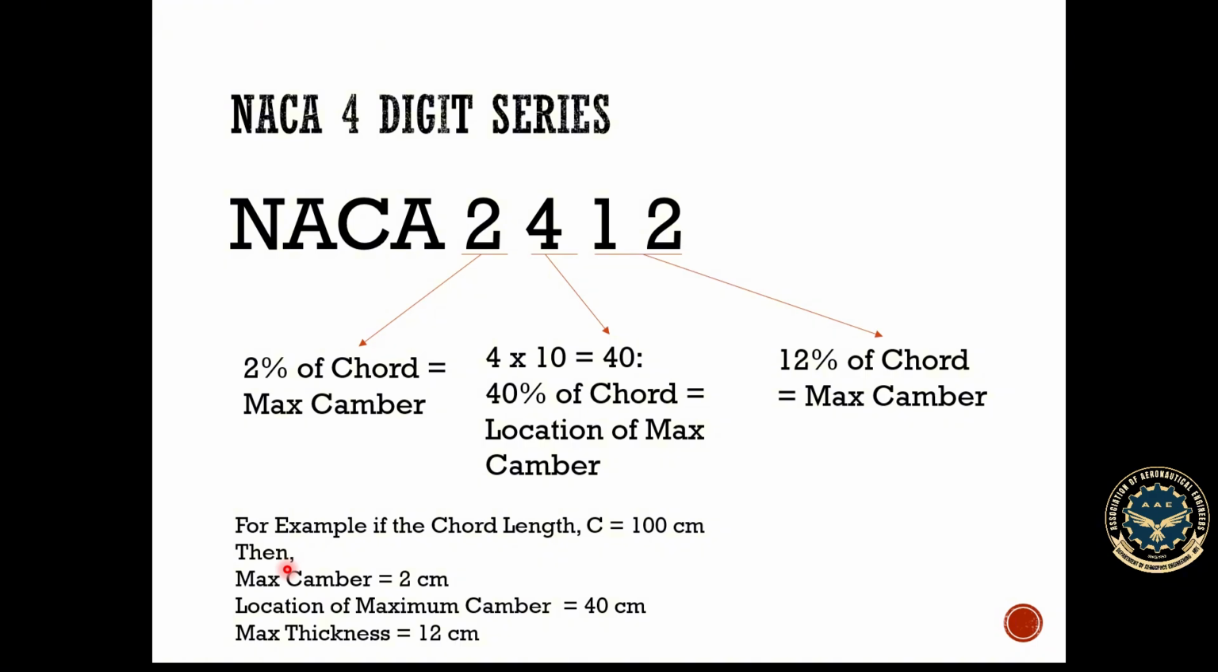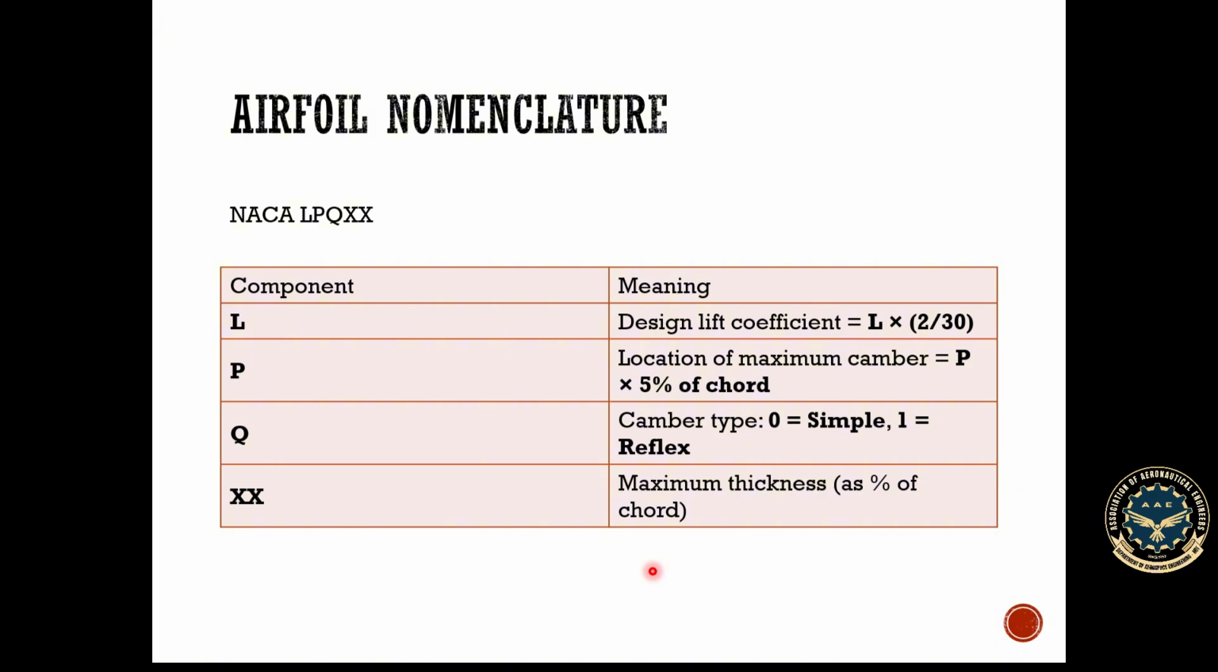Let us say that for this 2412 airfoil, the chord length is 100 centimeters. Then the maximum camber will be 2 centimeters because it's 2% of the chord. The location of maximum camber is 40% of chord, so it's 40 centimeters. And the maximum thickness will be 12 centimeters.